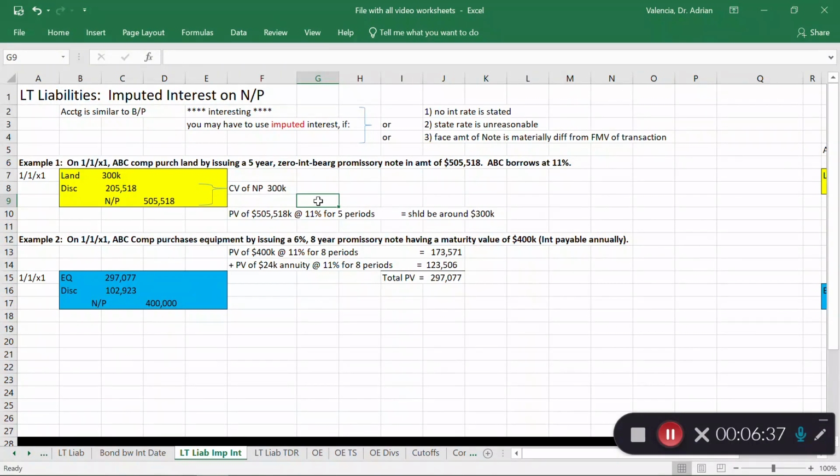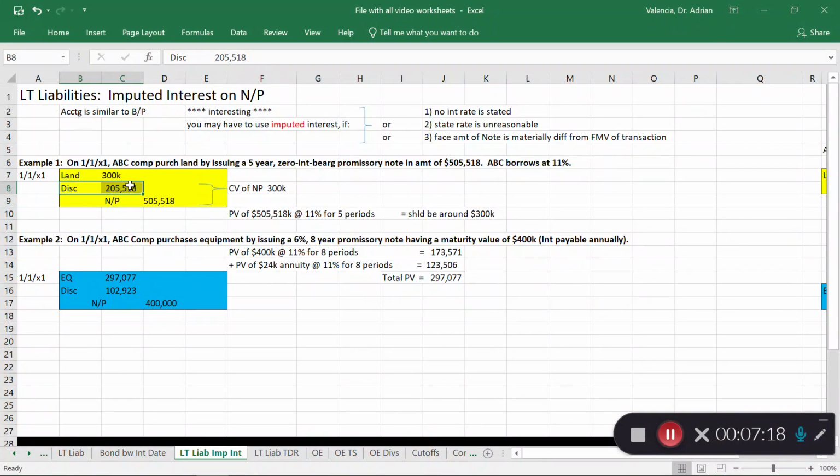So what does this mean? Because we're in the topic of imputed interest, from my perspective, I bought land of $300,000. That's the basis of that land. Any other amounts above that, which are reflected here in the discount, are related to interest, right? So this will be amortized over the next 5 years, and that discount will eventually go to expense, right? And what we're accomplishing there is we're separating the true value of the land from the amount related to financing.